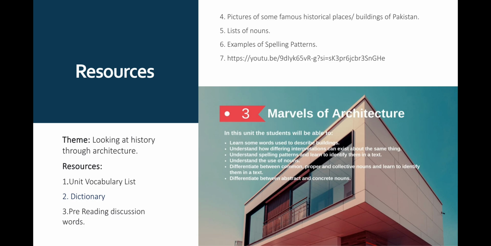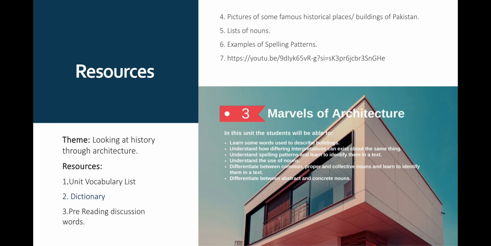You definitely need a dictionary, and please teach dictionary skills to your students. I know that it is easier to find the meanings and the pronunciations on your mobile phones, but in most of the schools, the mobile phones are not allowed for the students, and in some schools for the teachers also to use in the classroom. So the students must have the skills of how to use a dictionary.